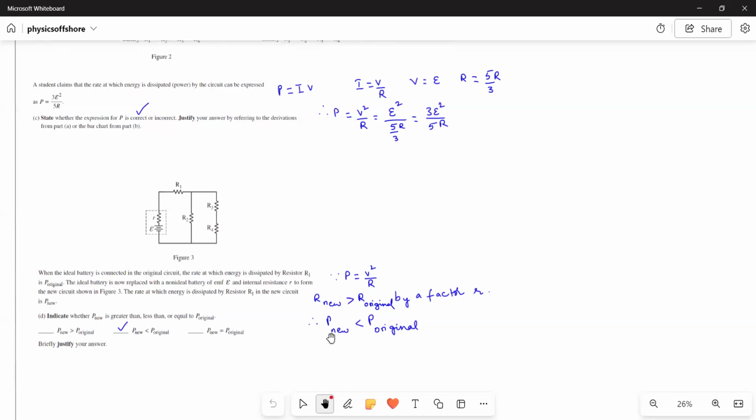That is what I wrote here. P new is less than P original because R new is greater than R original by a factor R. Therefore, P new is less than P original. So this is the justification and this is the answer.